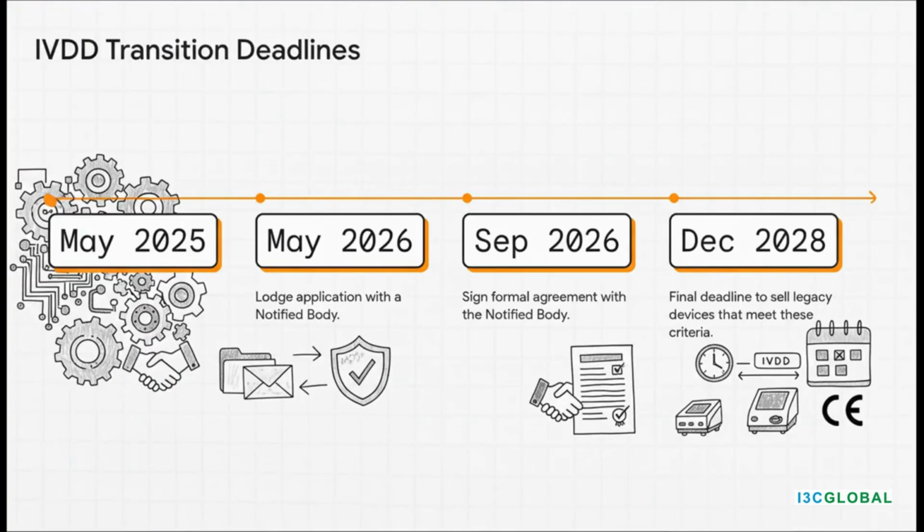Look, if you have products on the market under the old IVDD rules, you need to have these dates circled in red on your calendar. They are not suggestions, they are hard deadlines. By May 2025, your quality management system has to be fully IVDR compliant. By May 2026, your formal application needs to be lodged with a notified body. And by September of that year, you need a signed agreement with them. If you hit those milestones, you get to keep selling your existing devices until the end of 2028.